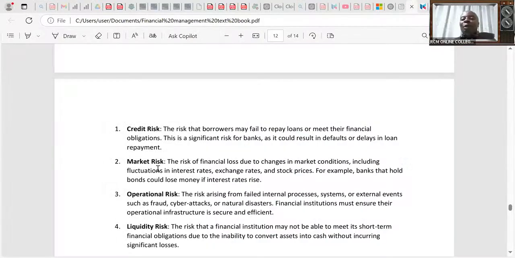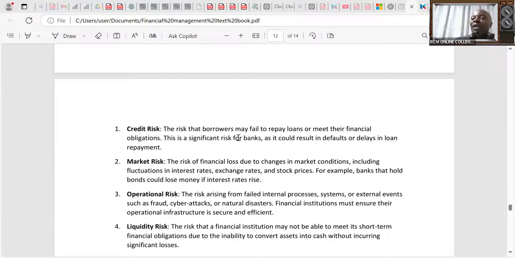All right. Now that you guys had mentioned these risks, I will be able to read them very fast. We have what we call market risk. The risk of financial loss due to changes in market conditions. The macroeconomic factors, including fluctuations in interest rates, exchange rates, stock prices. For example, banks that hold bonds will lose money if interest rates do what here? Rise.